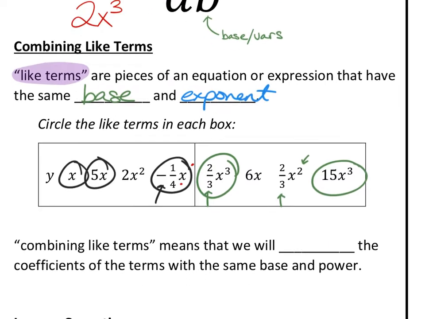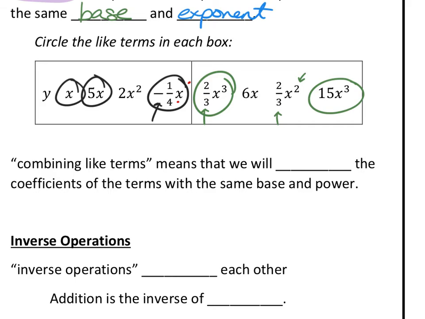So if we're wanting to combine our like terms, combining like terms is simply asking you to add the coefficients of the term with the same base and power. Now you may be adding negative numbers, but you are always combining them, adding them.